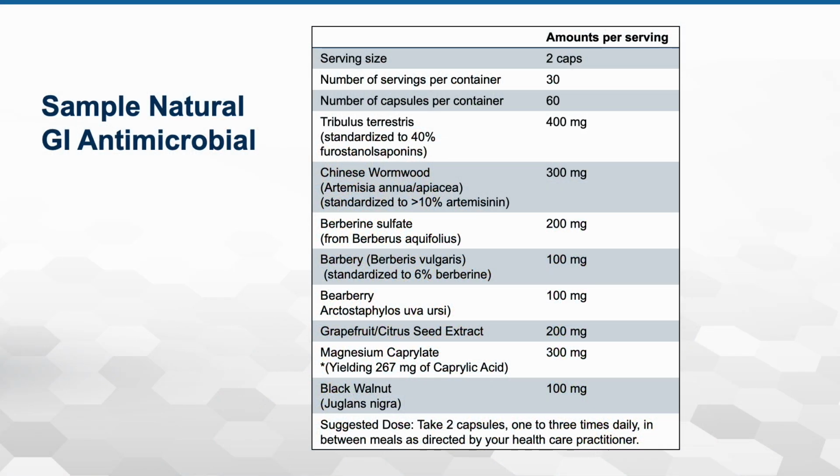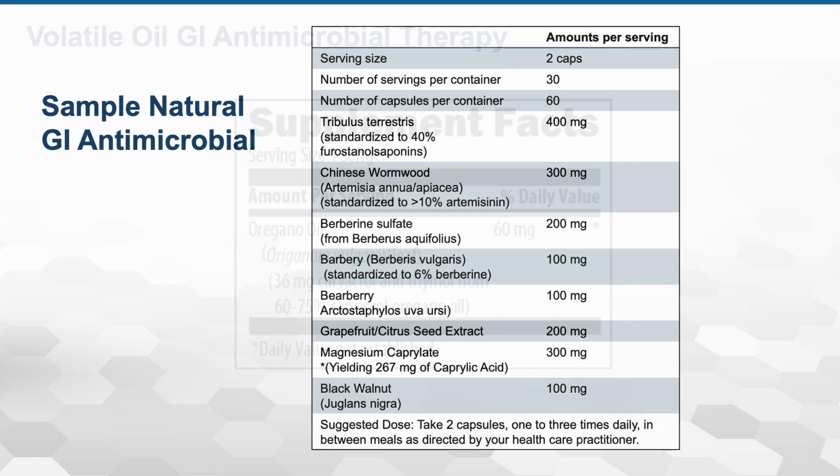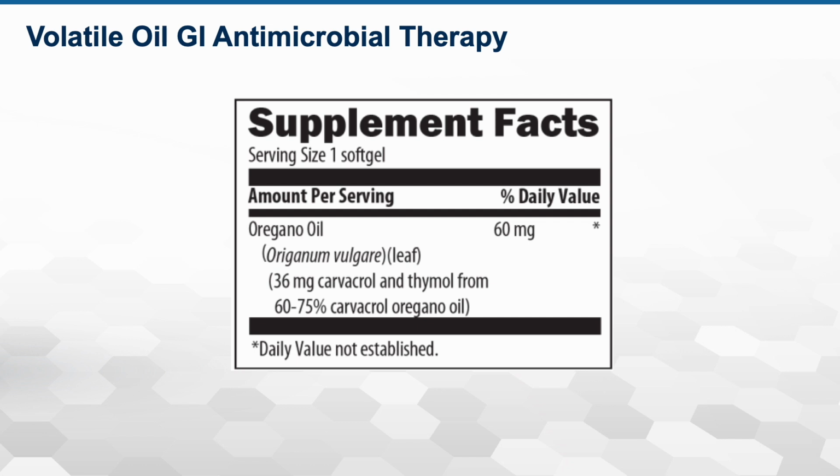An example of one of these sample natural GI antimicrobials is shown here with a multitude of berberine-containing botanicals, citrus or grapefruit seed extract, caprylic acid, Juglans nigra, a very antimicrobial botanical, and even the botanical tribulus, which is a wonderful GI antimicrobial. The addition of a volatile oil such as oil of oregano can greatly expand the therapeutic effectiveness by covering a wider sensitivity spectrum of the type of organisms that we want to lower in the microbiota composition in dysbiotic states.